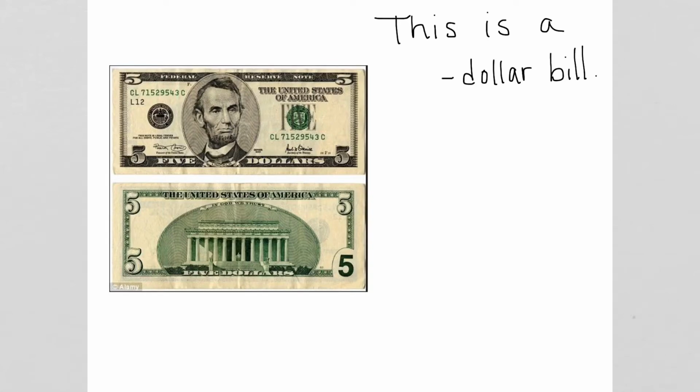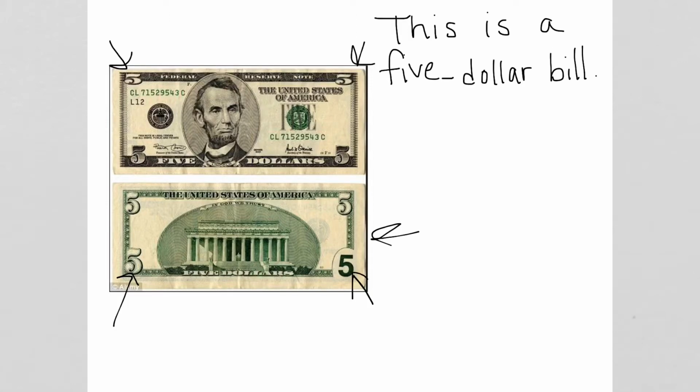Now, can you guess what bill this happens to be? Notice it has the value written on it. This is a $5 bill. Now, this is the front of the $5 bill, and this here is the back.